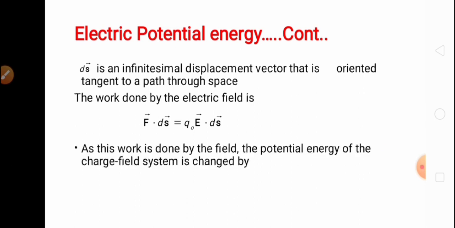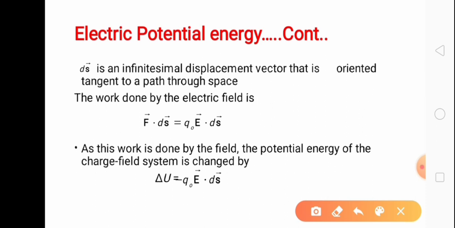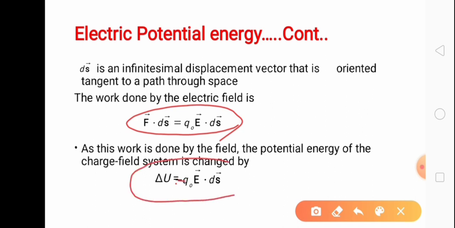Now what is the work done by the external agent? It is equal to minus Q naught E dot ds. This is the change in potential energy, del U. As this work is done by the field, the potential energy of the charge-field system is changed by del U. It is equal to minus Q naught E dot ds. This is the work done by the electric field. Now this minus Q naught E dot ds is the change in electrostatic potential energy, which is equal to the work done by the external agent. Work done by the external agent is nothing but the change in potential energy.